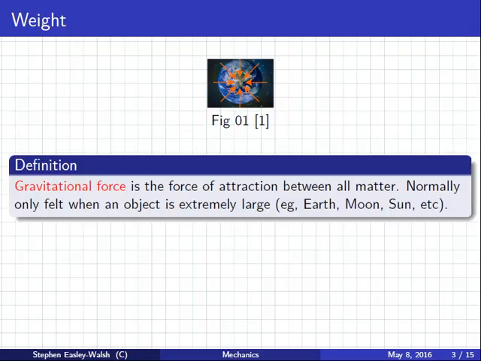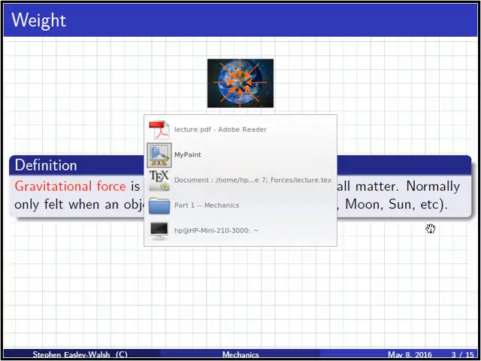Okay? You have this? Now I said it's between all matter, and as you were saying, we all have it. And in fact, we only notice it when it's really big. But there are some experiments that people have done to try and detect it with smaller objects.